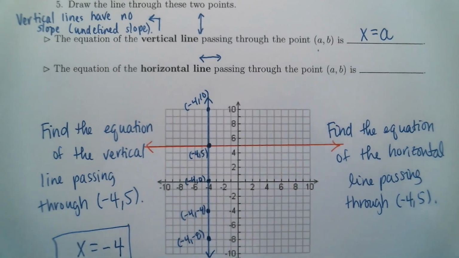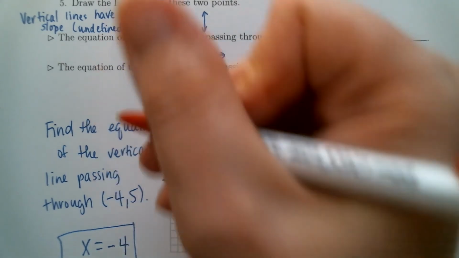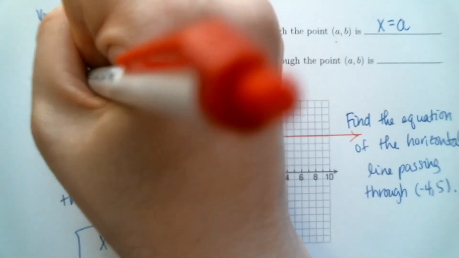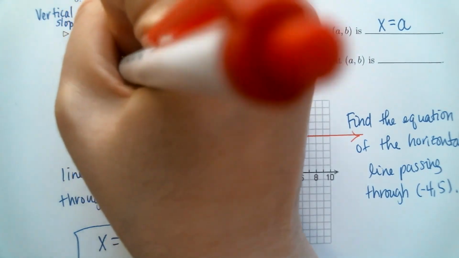If you remember from algebra, horizontal lines have zero slope. Zero slope is not the same thing as no slope. No slope is a vertical line. Zero slope is the number 0. You can actually associate a number with it. So I'm going to write that right here. Horizontal lines have zero slope.